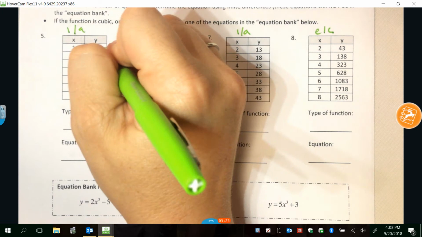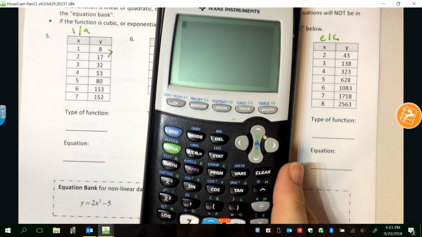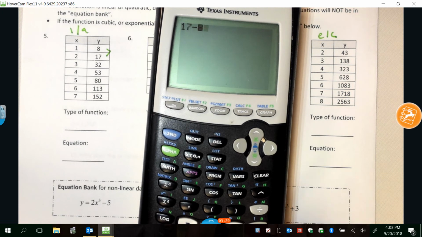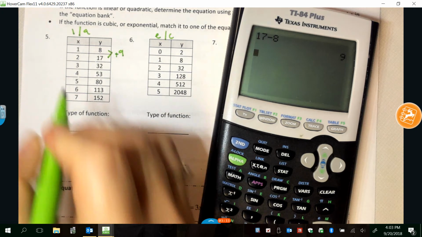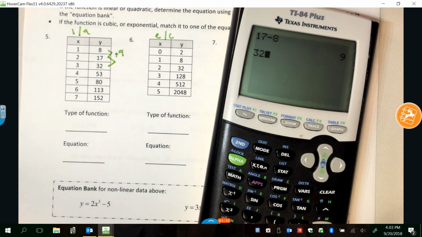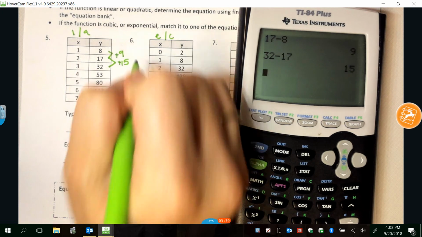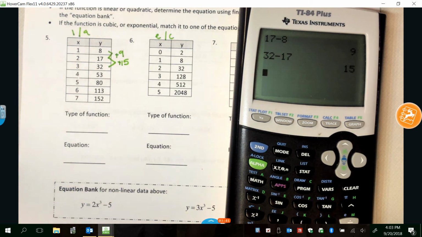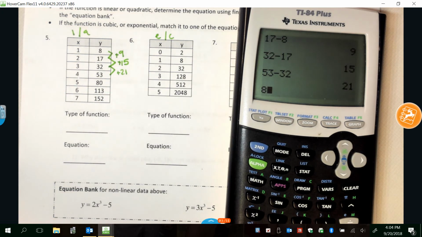So looking here, how do I get from 8 to 17? Well, remember, guys, we can use our calculator. 17 minus 8 is plus 9, or positive 9. Okay, 32 minus 17. Remember, you take the second one minus the first one, and it tells you. So right away, we know this is not linear. Okay, because this should be the same thing if it's linear. 53 minus 32, 21. Okay, 80 minus 53.